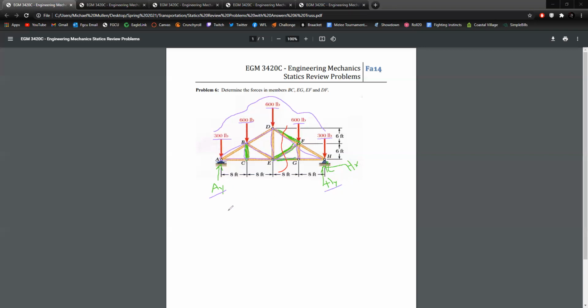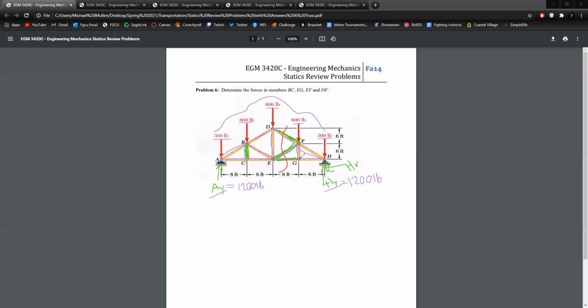So we know that our AY and HY are going to be 300 plus 600 plus 600 plus 600 plus 300, divided by 2. That means that AY is going to be 1,200 pounds, and HY is going to be the same, 1,200 pounds. So we have our reactions. We can now go try to solve some of these members.